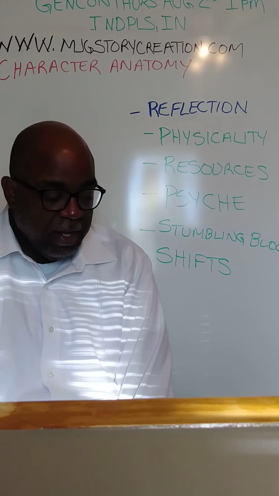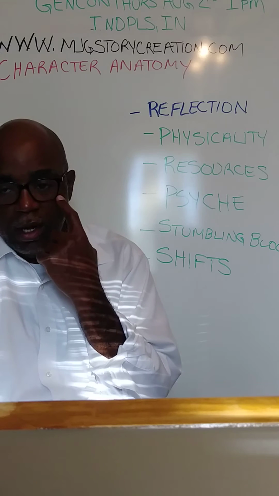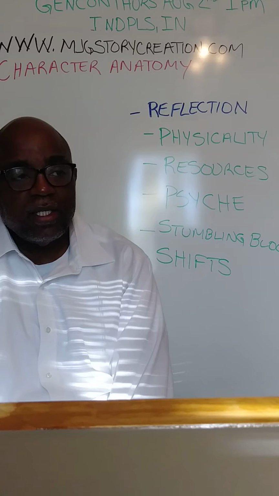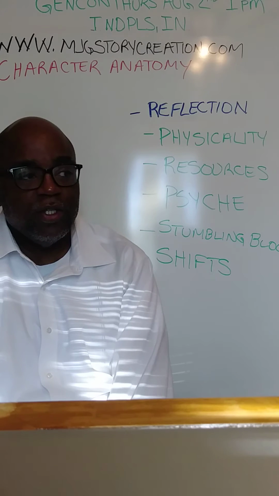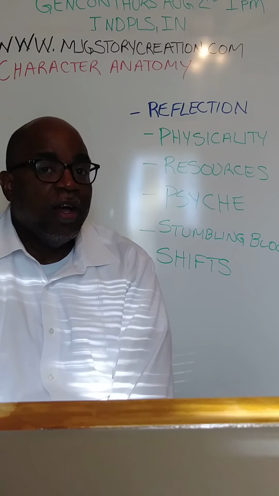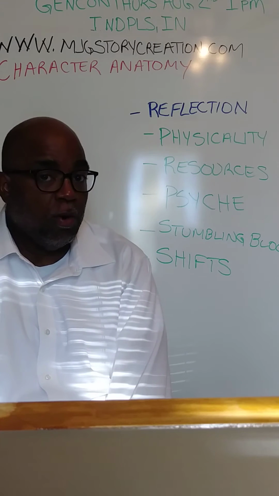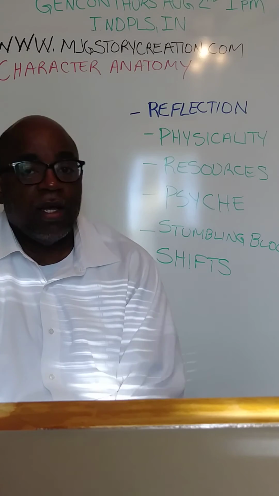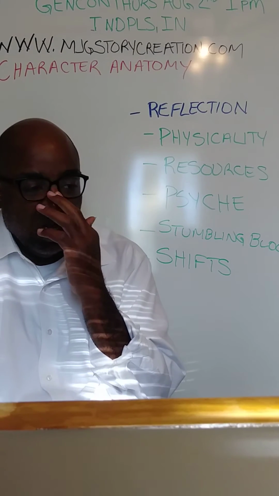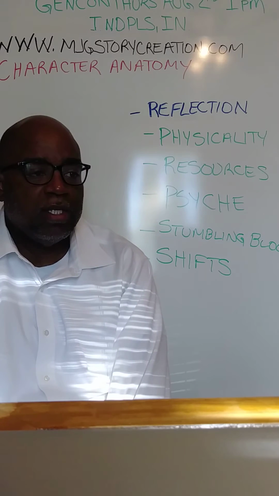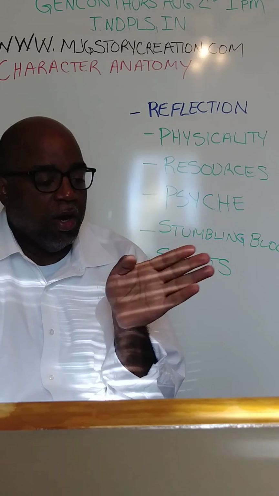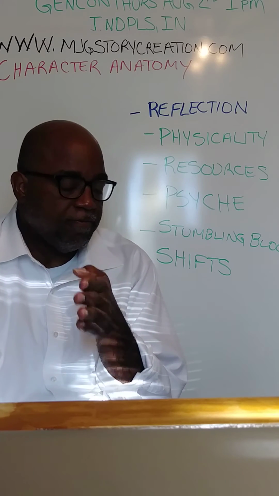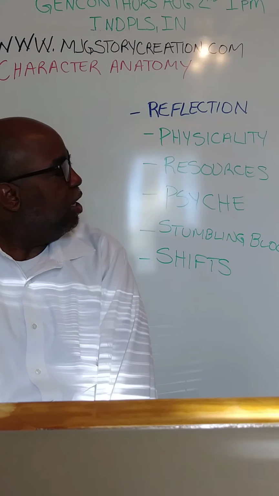So if the character has a mole on their right cheek, unless that mole is germane or is necessary and central to the story being told, you don't need it. Those are things that are nice. Now you can put that in there, but just understand that the more stuff you do like that, the harder it becomes to keep your story centered where it needs to go. So that's physicality.